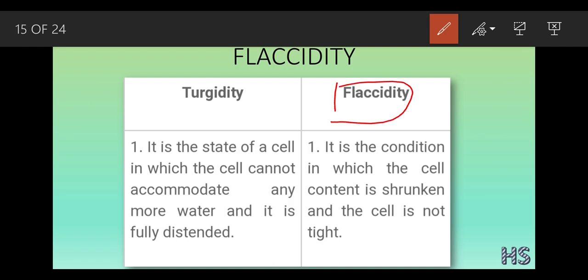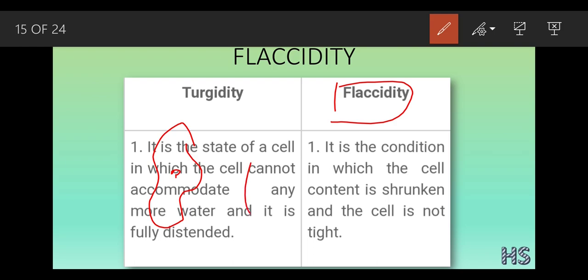What happens in flaccidity? It is a condition in which the cell content is shrunken and the cell is not tight. Suppose I take a shriveled shell like this and a nucleus. This is called the flaccid condition.